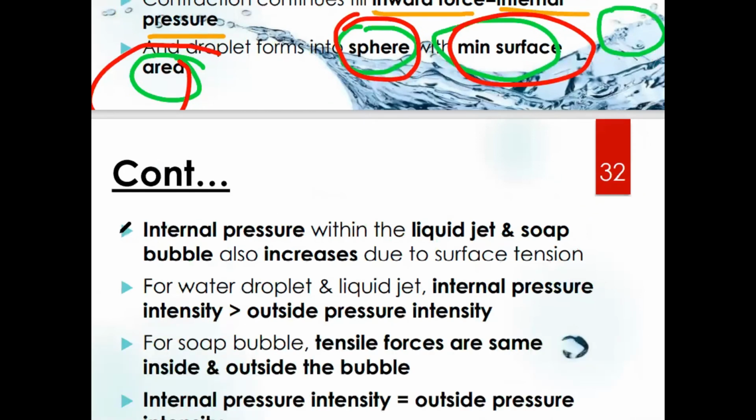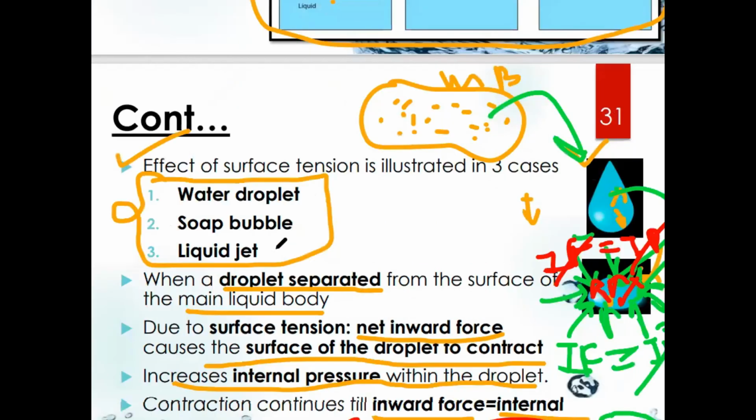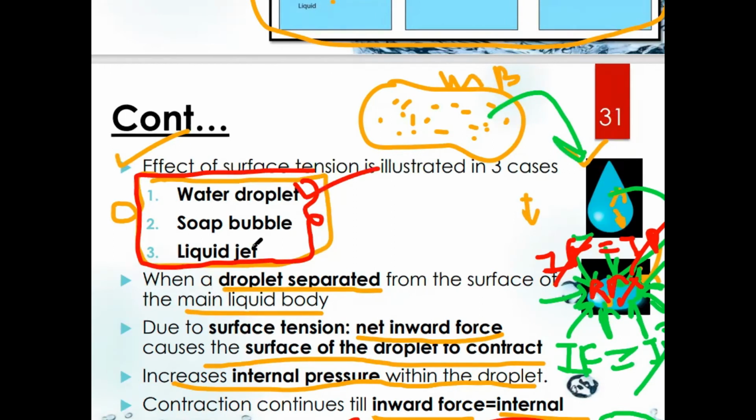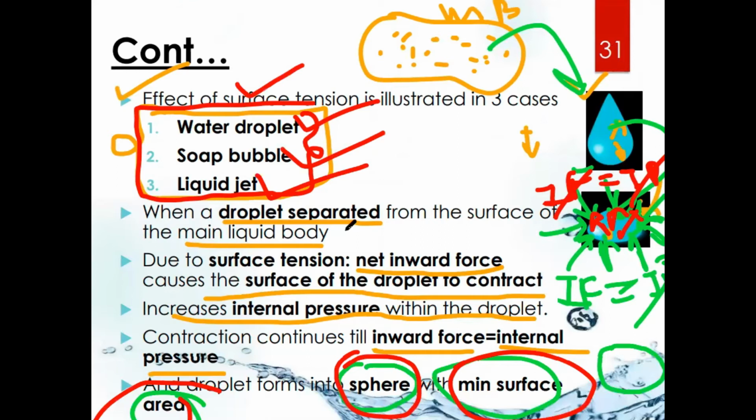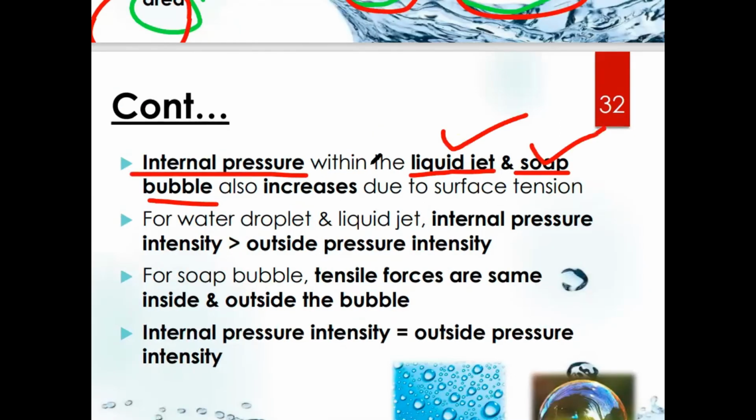And here, that internal pressure within the liquid jet and soap bubble. So we have three cases. Due to the surface tension, three cases are going to occur: a water droplet is going to form, a soap bubble, and a liquid jet. All three are due to the surface tension property.